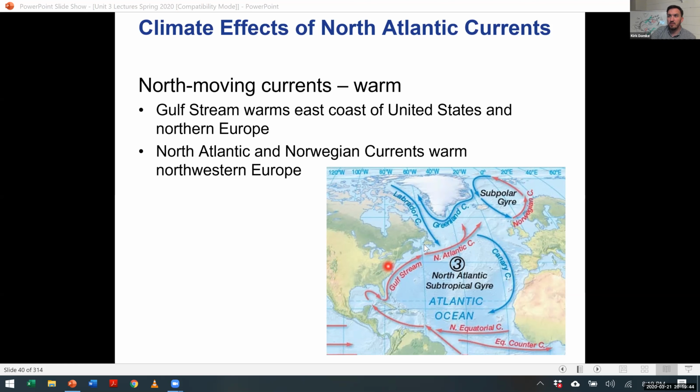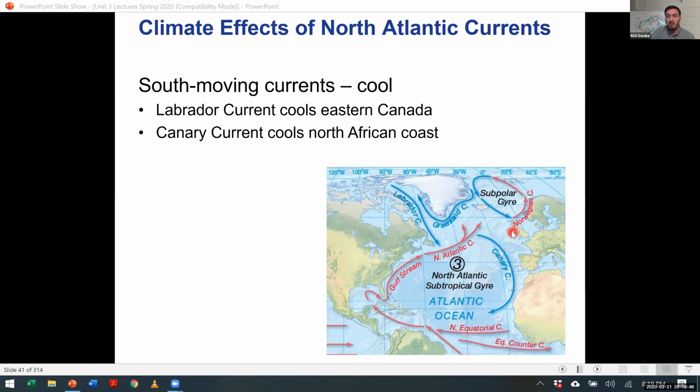Those north moving currents that are warm end up doing that. The south moving currents, like here, the Canary Current, are cool. And again, the California Current is just like that. So let's think about practical applications of this. What do we grow in California? We grow grapes because we're known for nice wine. We grow citrus. We grow figs and dates. And we grow a lot of crops like that.